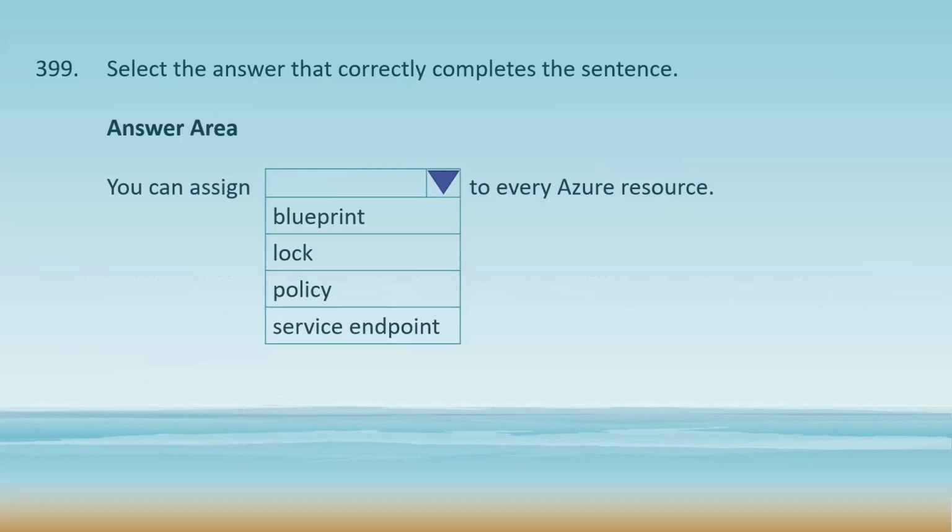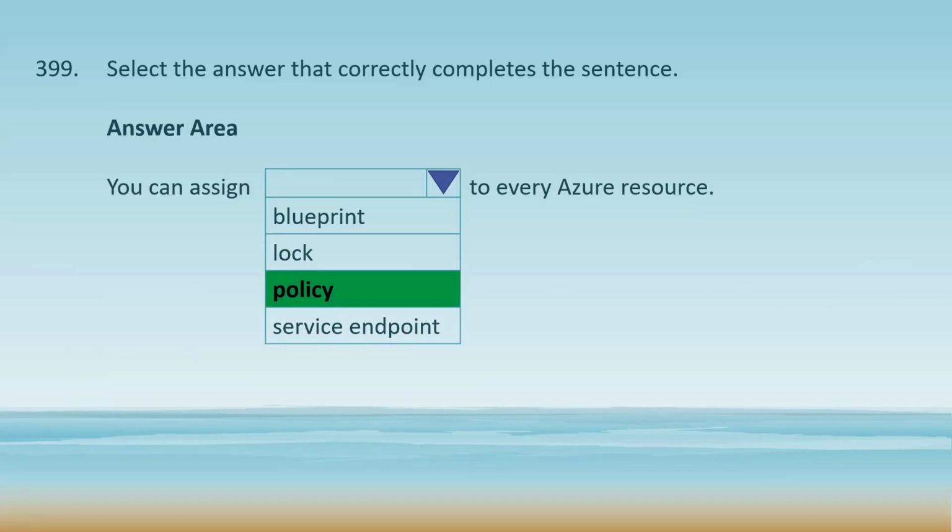Select the answer that correctly completes the sentence. You can assign, your four options are blueprint, lock, policy, service endpoint, to every Azure resource. And friends, the correct answer here is the third option, which is policy. Now, some of you might be confused why I have not chosen lock as the correct answer, because lock can also be applied to every Azure resource.